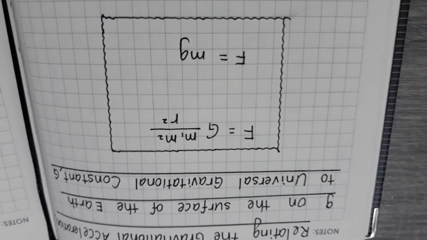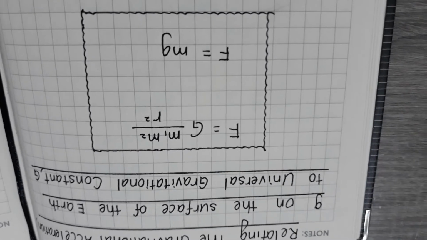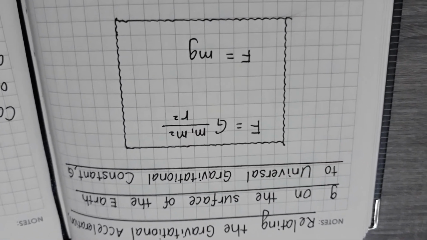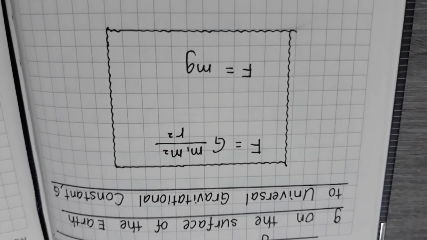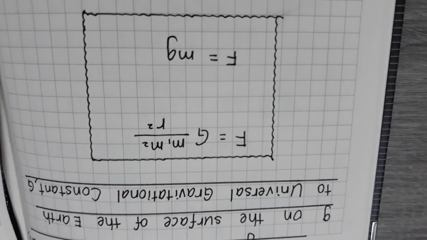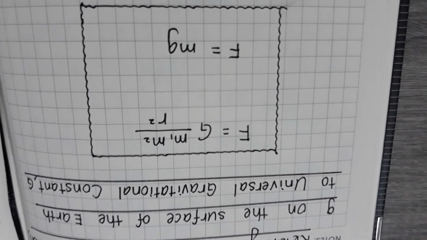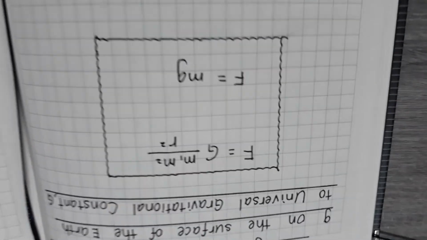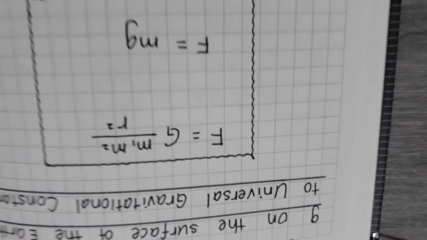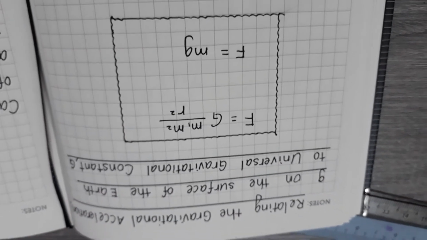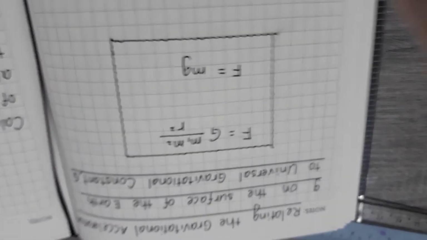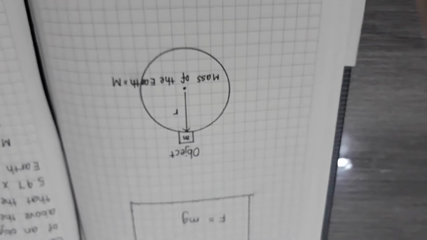All objects will fall to the ground because we have gravitational acceleration. So we use the formula F equal to mg. According to Newton's second law of motion, all the objects on Earth will fall. So our formula is F equal to mg. Okay, now we are moving on.